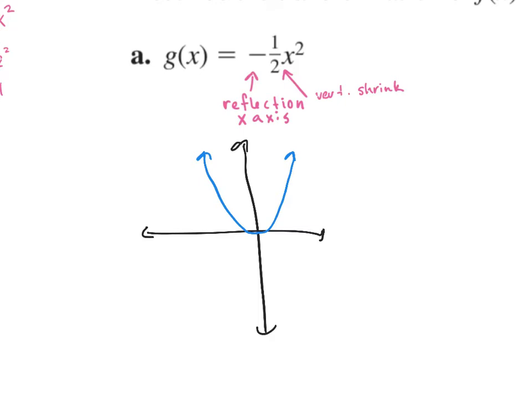And then we have to apply this vertical shrink. So if we're shrinking it vertically, we're making it wider. So our graph would be wider than the start, so it would look like that. So those vertical shrinks make our graph wider. So just think we're shrinking it vertically, so we're compressing it down, we're making it wider.